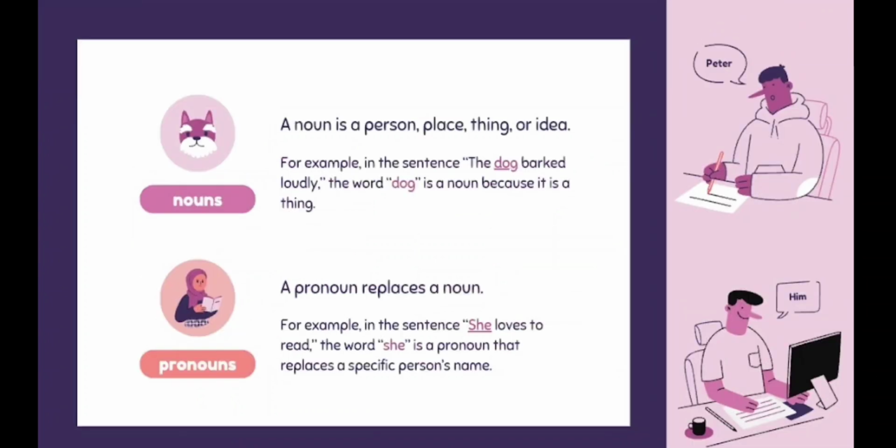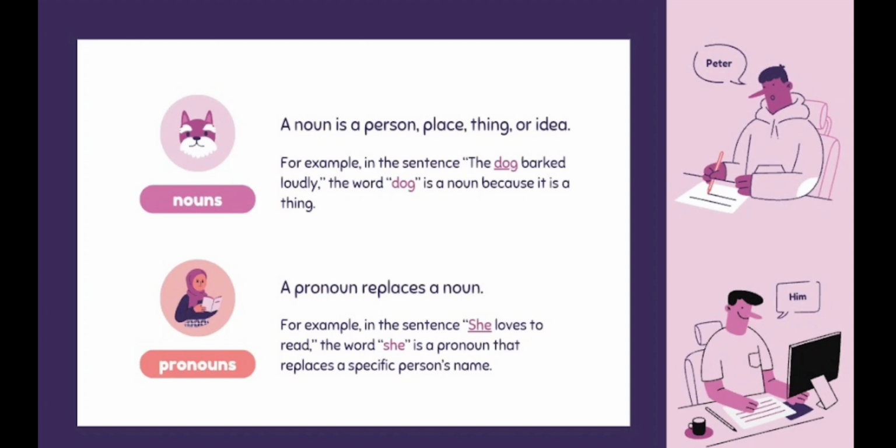A noun is a person, place, thing, or idea. For example, in the sentence, the dog barked loudly, the word dog is a noun because it is a thing. So, a noun can be the name of any person that you come across, like your own name, the name of a place, a thing, an animal, or any idea.